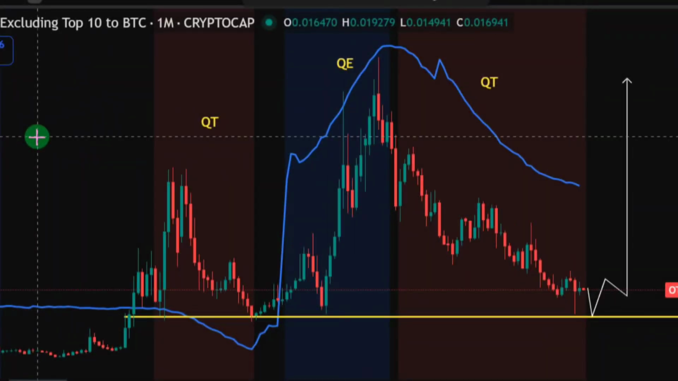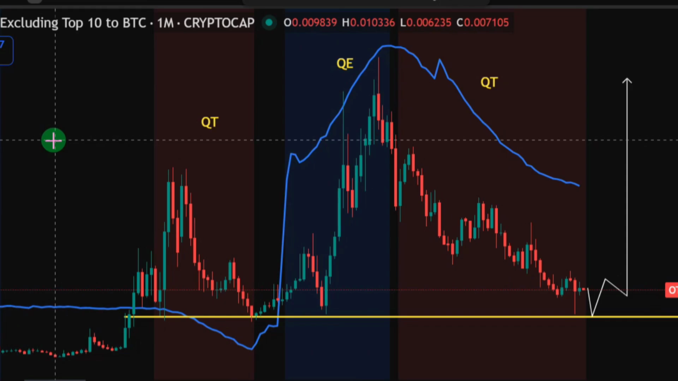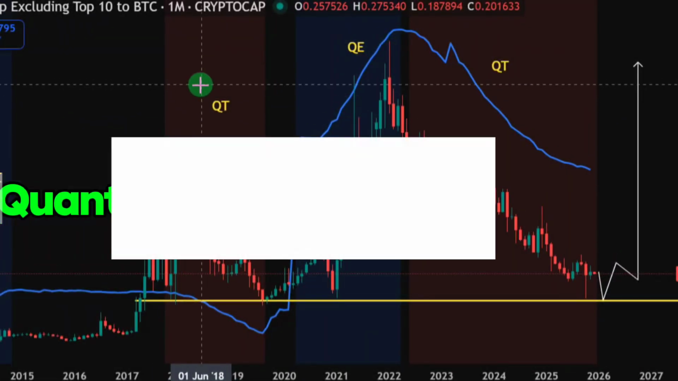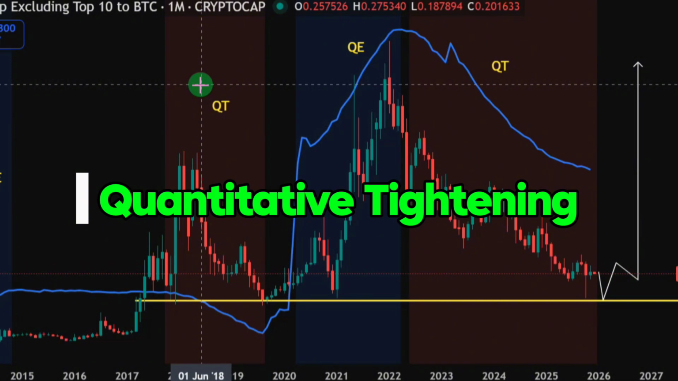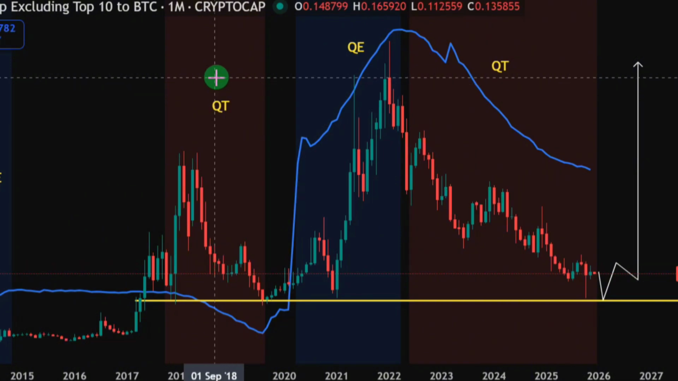We are currently staring at the Others chart against BTC, excluding the top 10 cryptos in the crypto space, which you can see right here. For those of you who are new to this, talking about this red period, which is the quantitative tightening, during this period, money is being pulled out of circulation. It is used to reduce inflation. Now during this period, there is always less money in the economy, higher interest rates, and also tightened financial conditions.